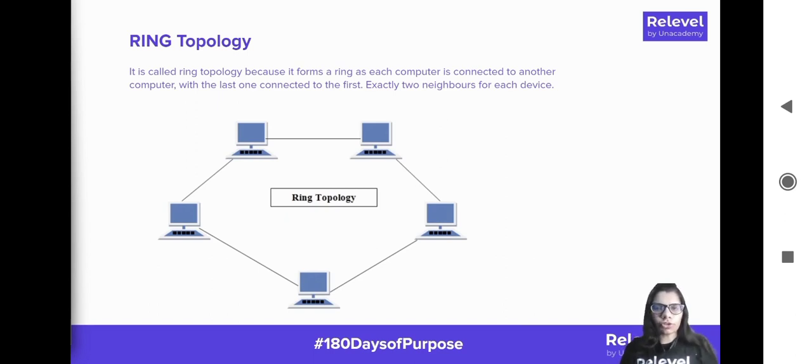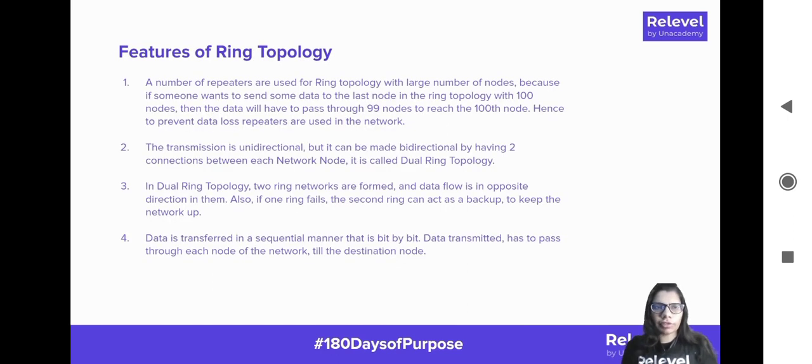Here in this topology also, your transmission is unidirectional, but it can be made bidirectional by having two connections between each network node, which we call dual ring topology. Okay, so here we have some of the features of ring topology. As mentioned, you would have a number of repeaters used in ring topology, just to prevent data loss when you send the data.